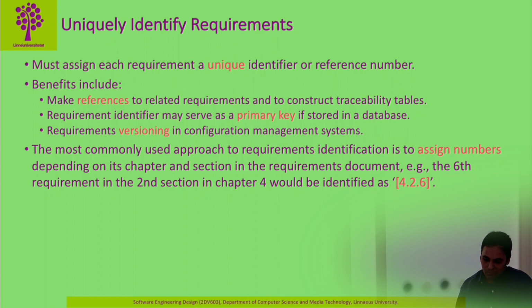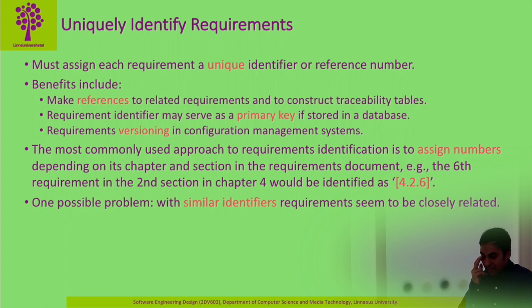But there is a problem with this method of identifying requirements. If you have another requirement, let's say 3.2.6, in the third chapter, second section, requirement 6, it might seem that those two requirements are similar, but in reality they can be completely opposite, or they can be describing completely different requirements. So this numbering method is kind of ambiguous and not very clear.